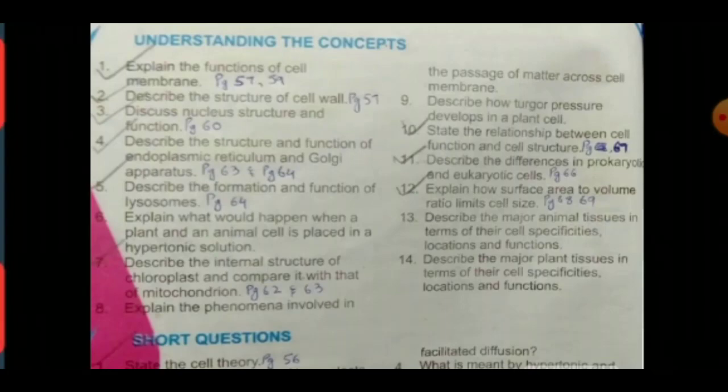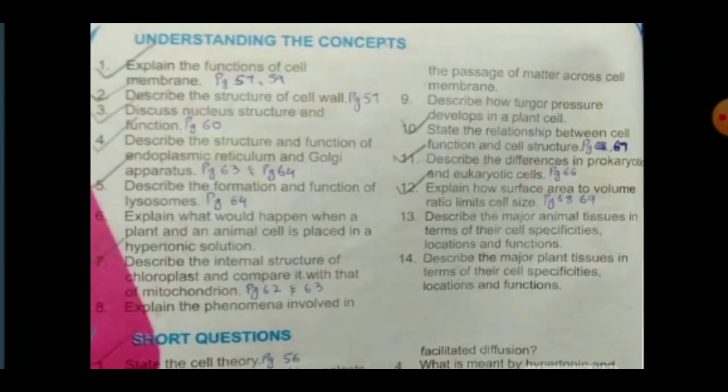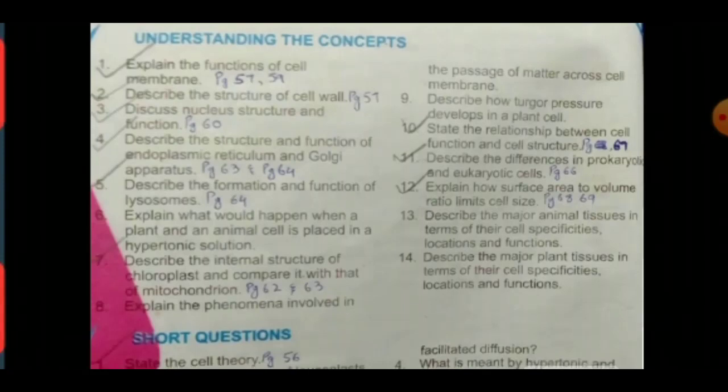Its answer is given on page number 57, and in this you have to explain about the primary cell wall and secondary cell wall and also about plasmodesmata. Question number 3. Discuss nucleus structure and function. In this question they are asking about the structure of the nucleus and its function.